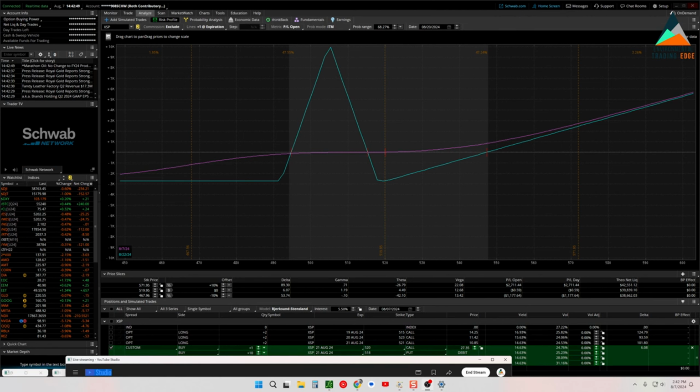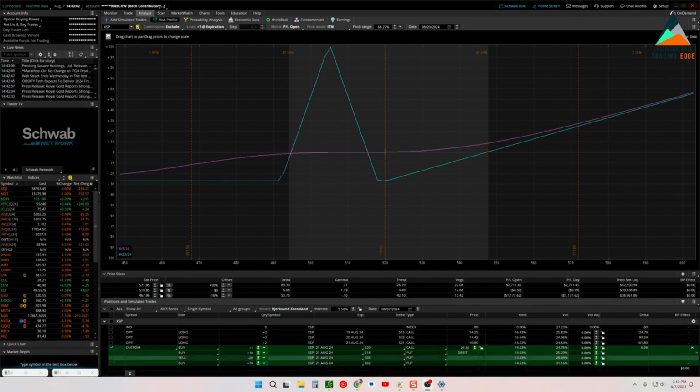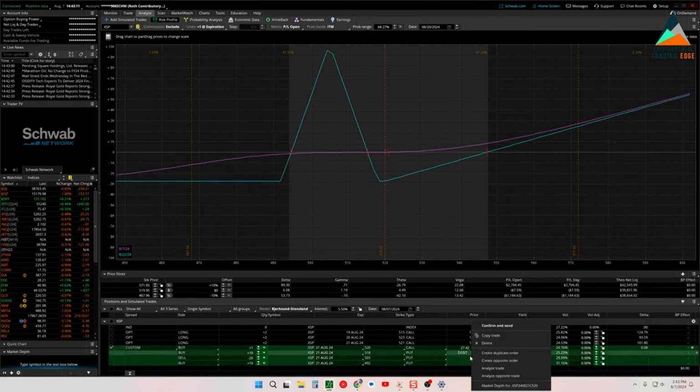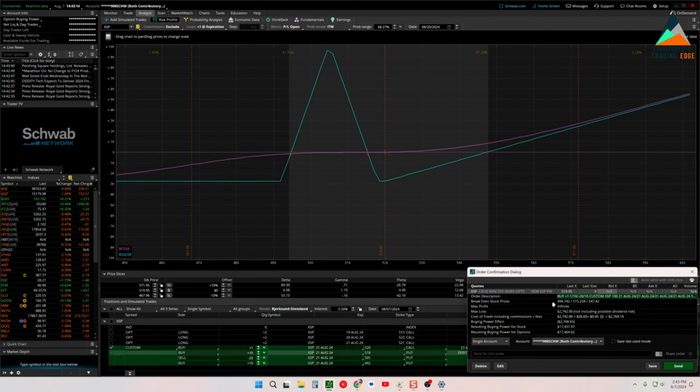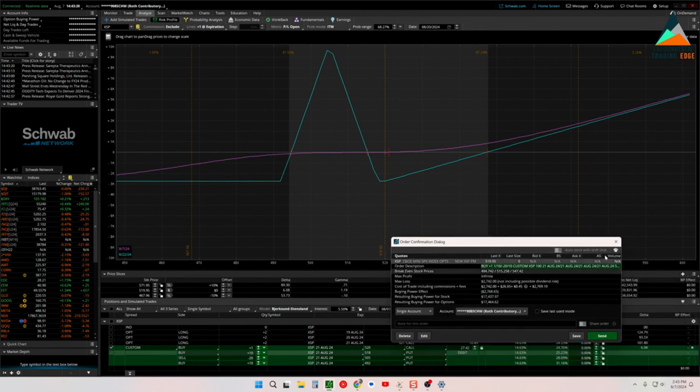So can someone tell me what a fishing order is? Yeah, Tim. A fishing order, yet again, you just put it out there as a limit order. You put a whole spread out there for a limit order. If I were to come down here and set this at some sort of limit order, this is how this is unlocked in thinkorswim. When you right click, confirm and send, it'll be a limit order, and then you just send it out there.